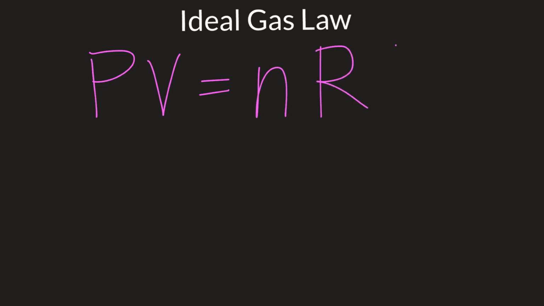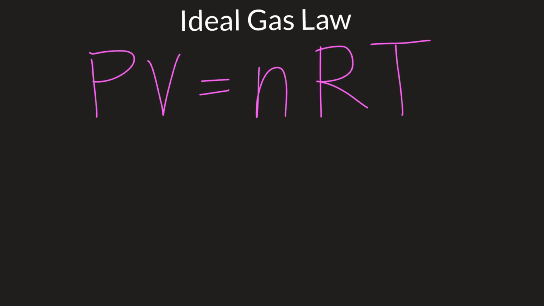Hi, we're going to talk about another gas law called the ideal gas law. The ideal gas law is PV is equal to nRT. So when I say PV, I mean P times V, and n, R, and T are all multiplied together.